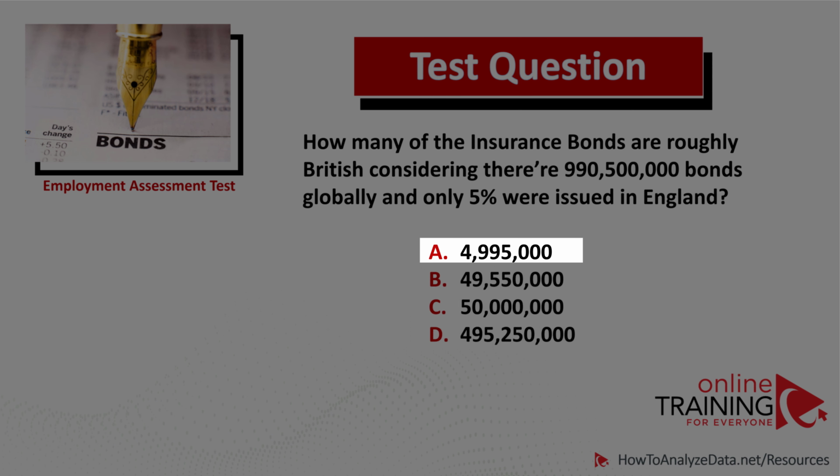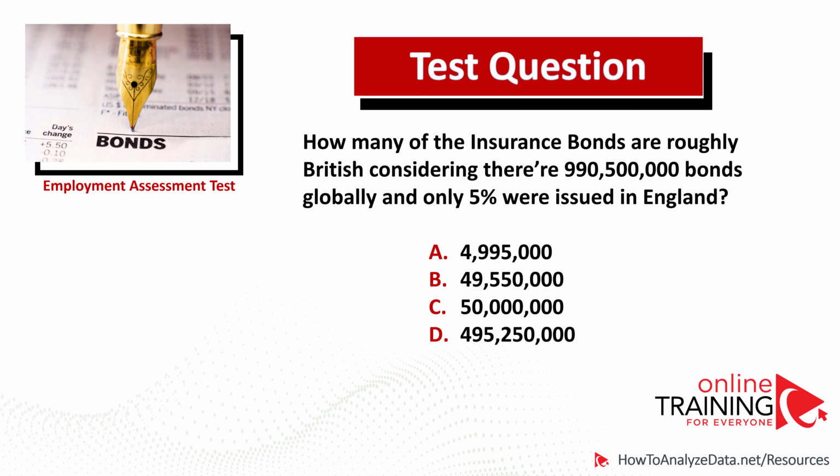Choice A, 4,995,000. Choice B, 49,550,000. Choice C, 50 million. And choice D, 495,250,000. Do you think you know the correct answer? Let's see if we can nail this question together.